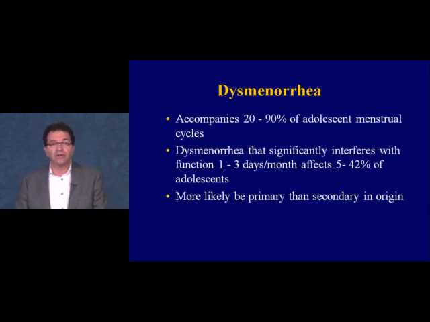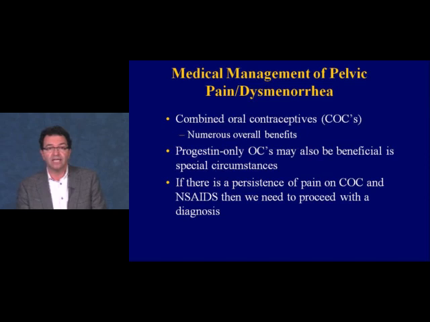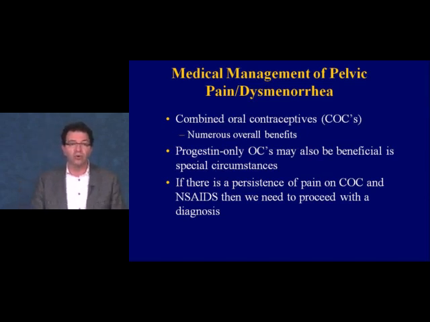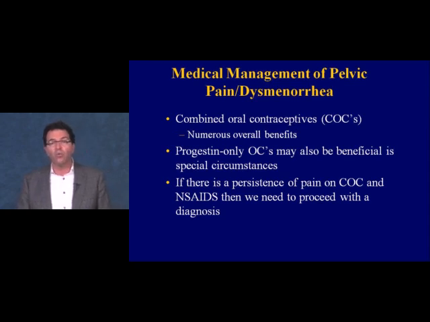Dysmenorrhea is fairly common. It interferes with young women's lives. Dysmenorrhea is typically treated with the utilization of combination hormonal oral contraceptive pills or progestin-only pills to try to treat the symptoms of pain with menses, in addition to the utilization of non-steroidal anti-inflammatory agents. But what happens when that hormonal therapy and the non-steroidal anti-inflammatory agents don't resolve the problem?